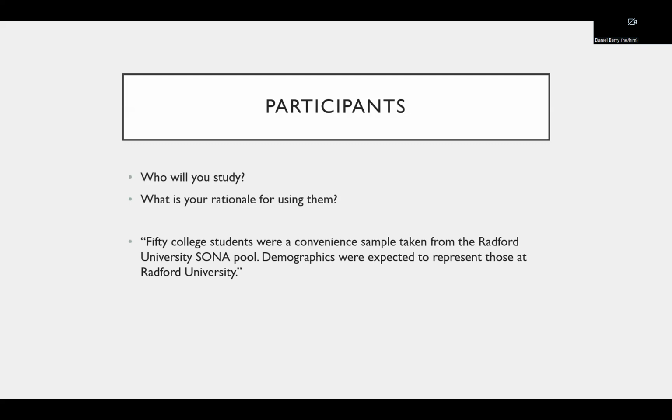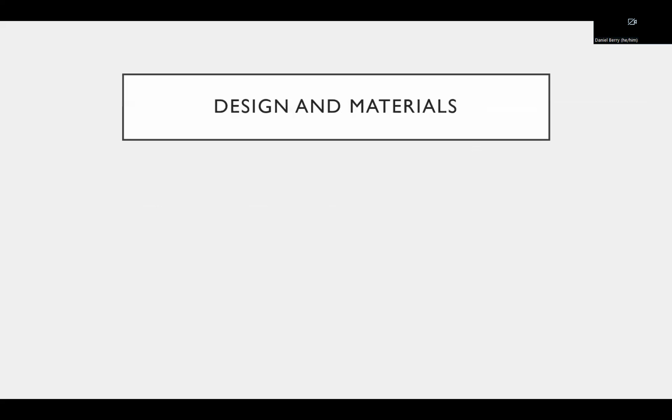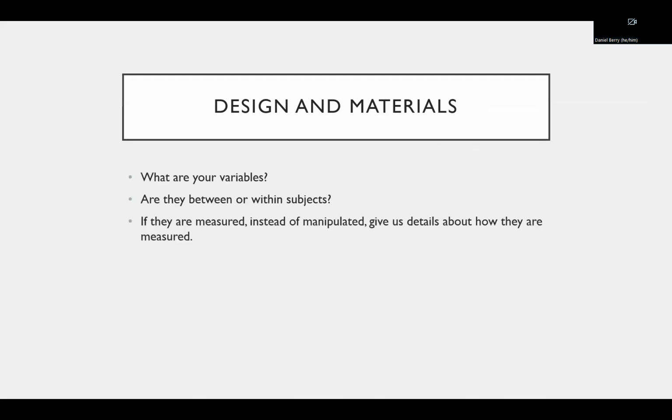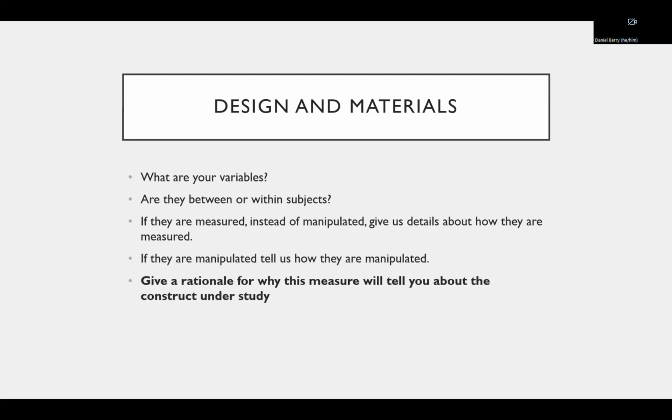So be very specific about who you're going to be looking at and how you're going to be entering the data into this study. Tell us about your study design and materials. What are your variables? Are these variables between subjects or within? Are they measured, manipulated? Tell us all the details about how they're measured or manipulated. And give us a rationale for how this measure will tell you about the construct under study. Don't just say I'm using this measure. Tell us why it's a good measure.